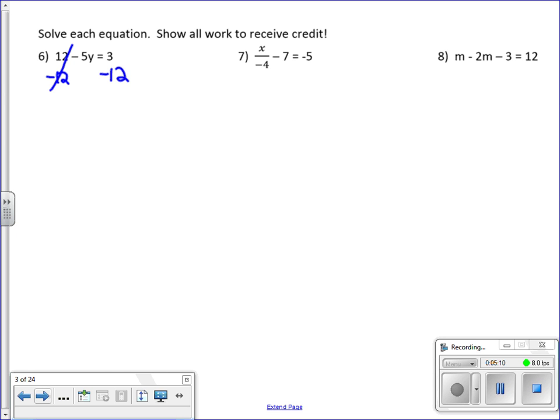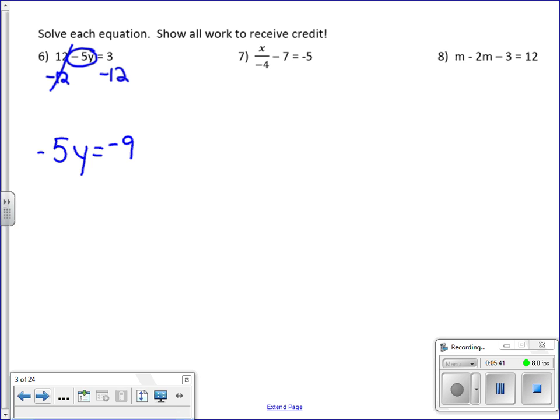This cancels out. I have to circle what I have left. You have a negative 5y left. So I'm going to rewrite that as negative 5y is equal to, and now I have 3 minus 12. 3 minus 12 is negative 9. Because think money, too, when you're doing your negatives. I have $3, but I owe somebody $12. Well, I can give them $3, but I still owe them $9.